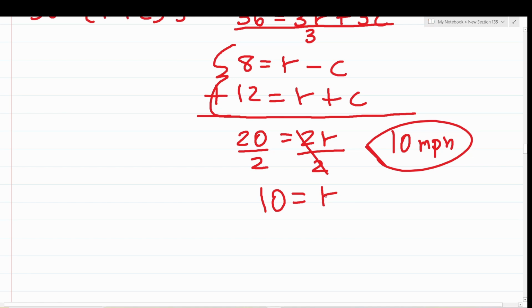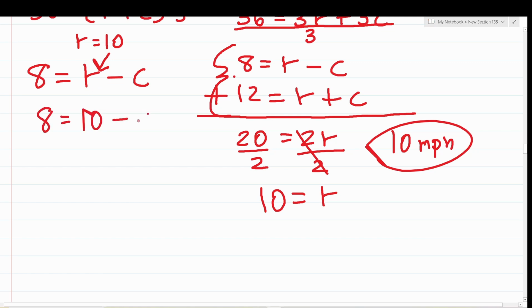All right, and given that we know that r is 10, we can quickly figure out the rate of the current by taking this value of r and plugging it into one of these two equations here. So we have 8 equals r minus c. We now know that r is 10, so we can go ahead and plug in 10 right there. This becomes 8 equals 10 minus c. Let's go ahead and subtract 10 from both sides to get c by itself. This crosses out, leaving you with negative c on this side.